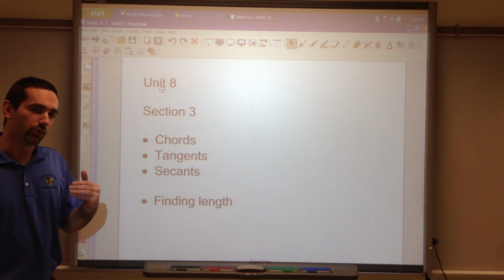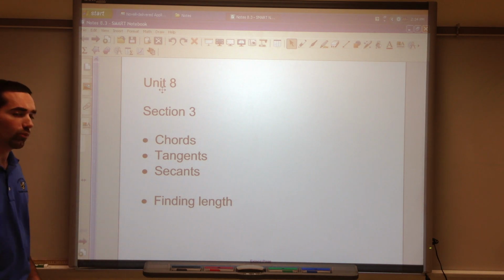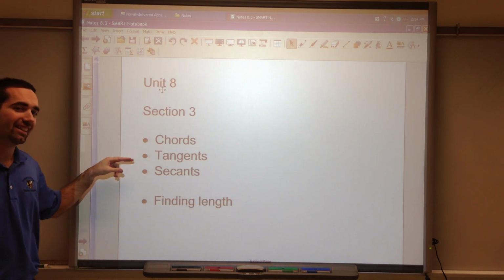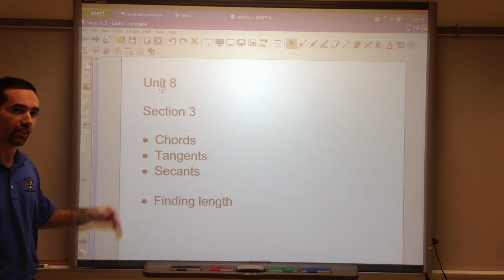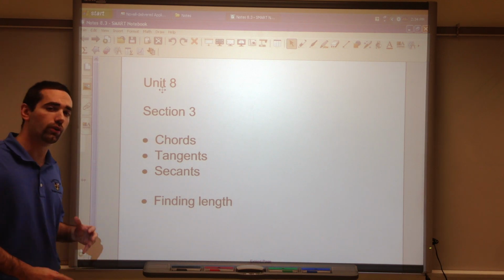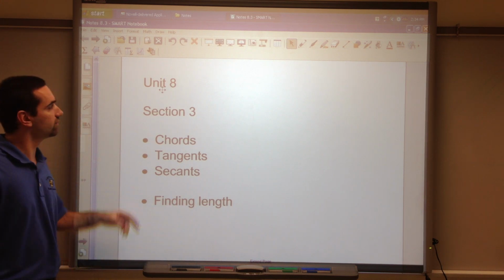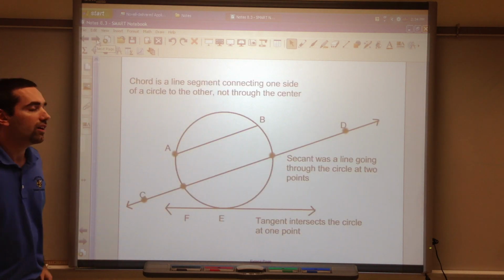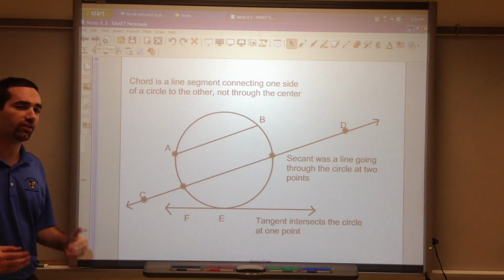Today we're going to look at Unit 8, Section 3. We're going to talk about chords, tangents, secants, and in relationship to all three, finding lengths. Let's refresh our memory about what each of these are.